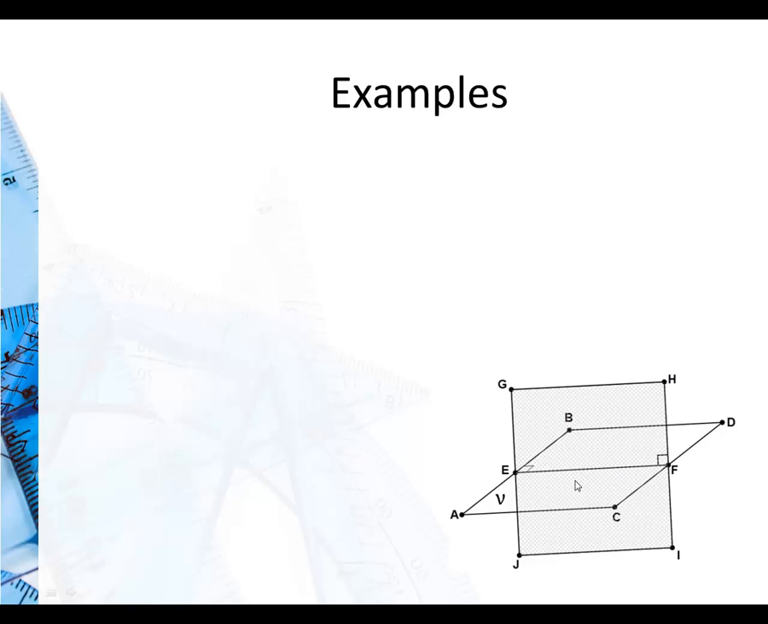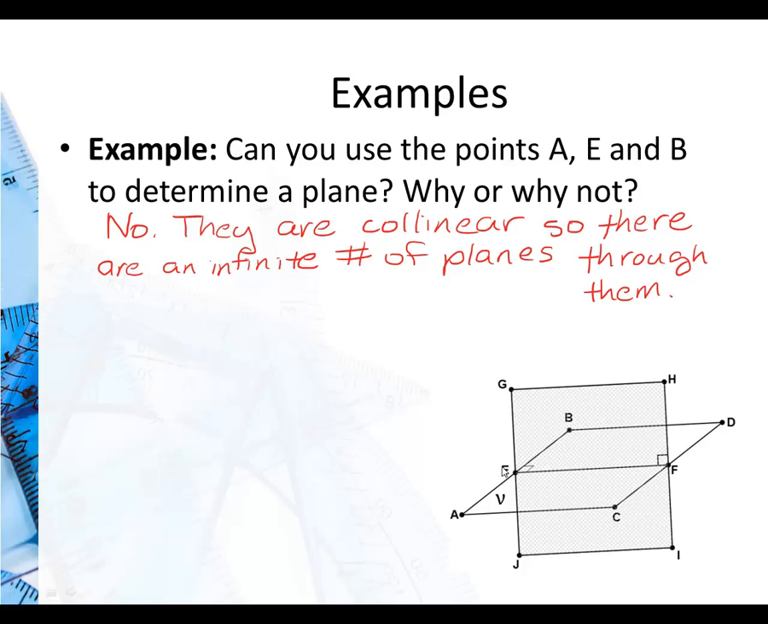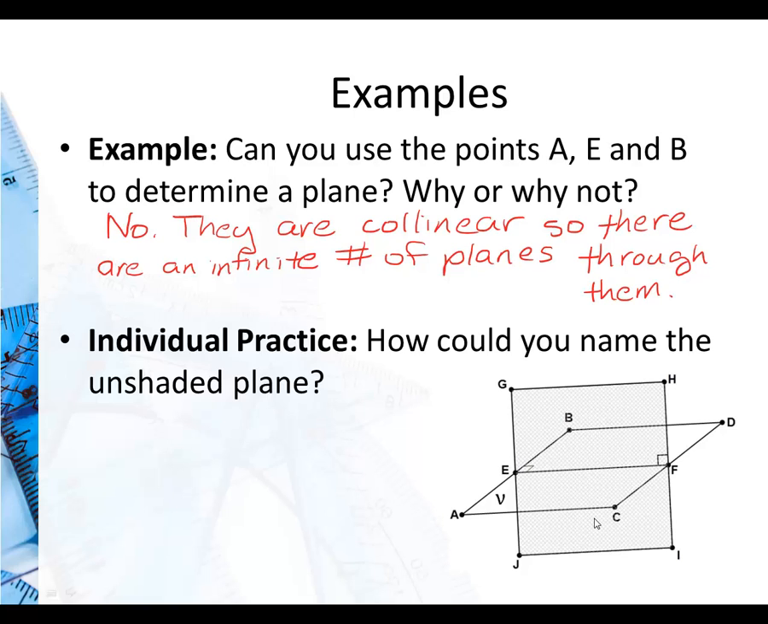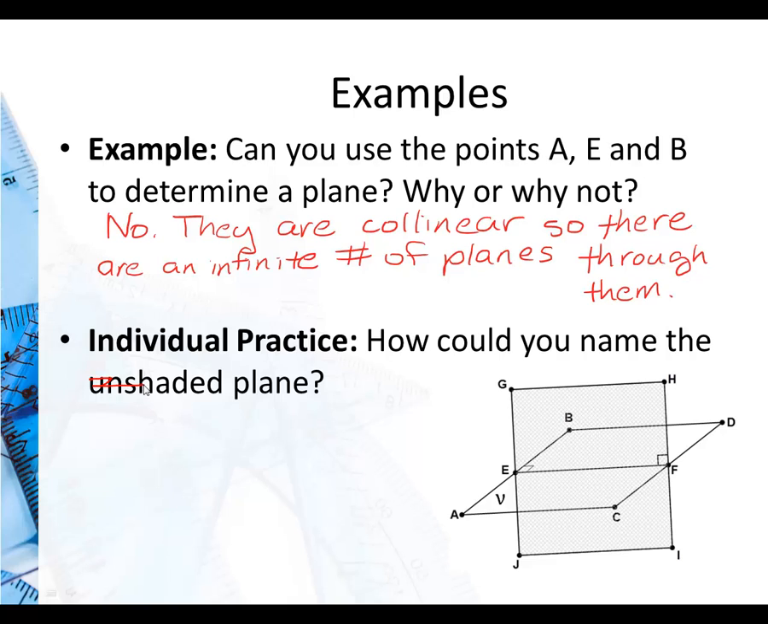Now, another example is, can you use the points A, E, B to determine a plane? No, because they're collinear, and remember there are an infinite number of planes that can go through that line. And for your individual practice, how could you name the shaded plane? The shaded plane, not the unshaded plane. Your notes are right. The PowerPoint's wrong. So how could you name the shaded plane since we've been naming the unshaded plane?